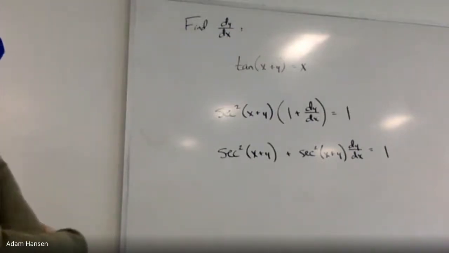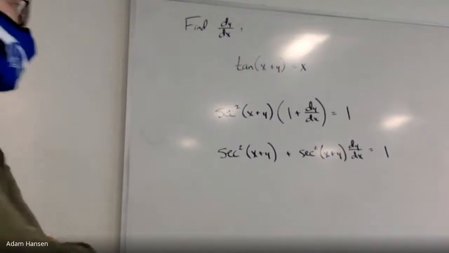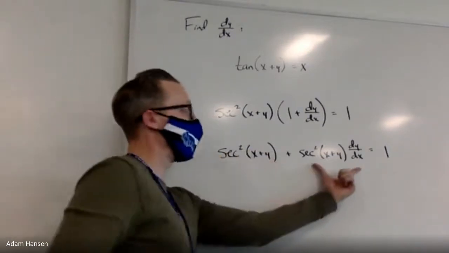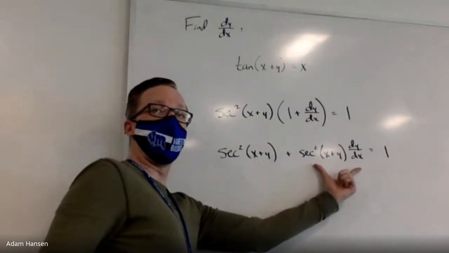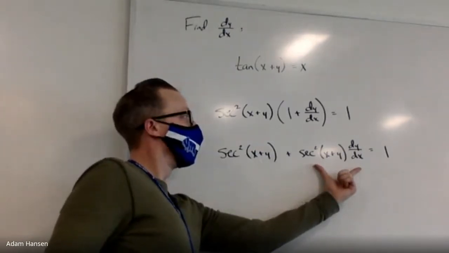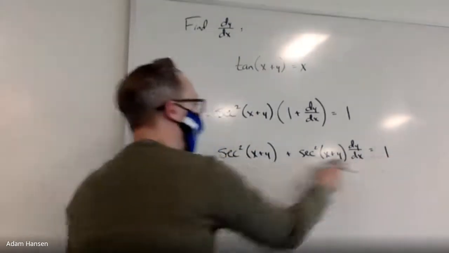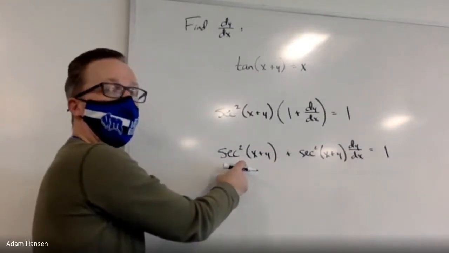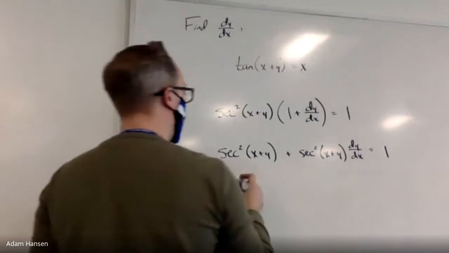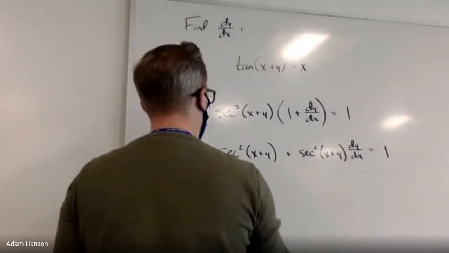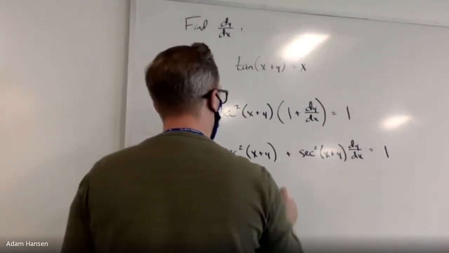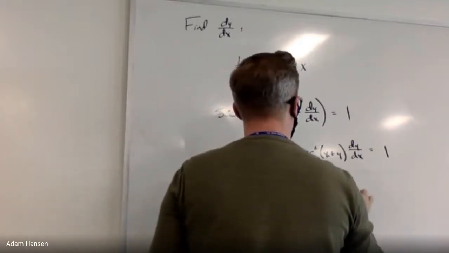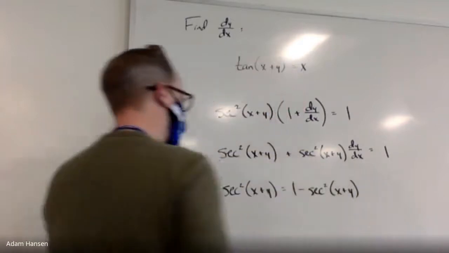Can I keep doing? Or how about I subtract this? Because that would just leave the dy/dx term on this side. Is that what you're saying? Because that way I have both the 1 and secant squared of x plus y, the two terms that don't have the dy/dx, on the one side of the equal sign. So secant squared of quantity x plus y equals 1 minus secant squared of x plus y.